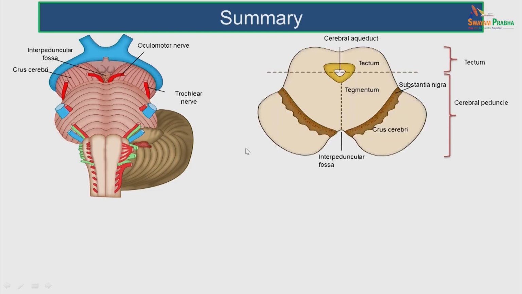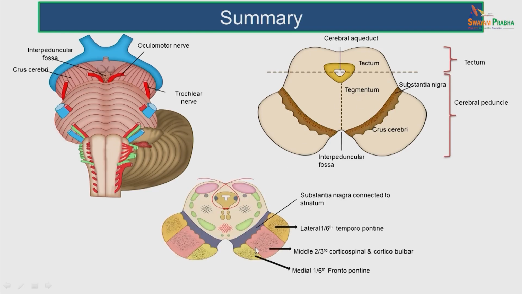And in the cut section we can observe, from ventral to dorsal, the crus cerebri, substantia nigra, tegmentum and tectum. And here at the crus cerebri, the lateral fibers are the temporopontine fibers, the medial most are the frontopontine fibers, and in the middle are the corticospinal and corticobulbar fibers.